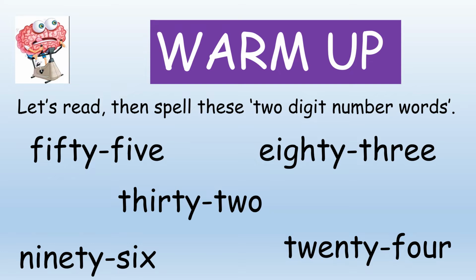The last two-digit number word that we're going to say and spell together is 96. We're going to spell the 90 first, N-I-N-E-T-Y hyphen, and then we're going to spell the 6, S-I-X. 96.